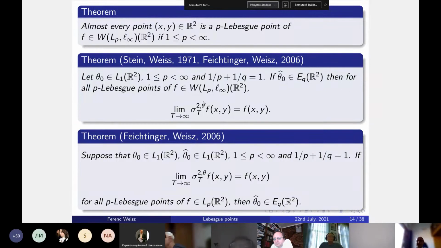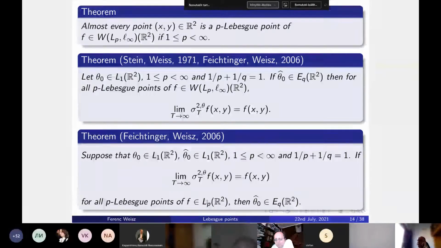The converse of this theorem holds also. More exactly, first we suppose that theta 0 and also the Fourier transform of theta 0 are integrable functions. P is the same as before, greater than or equal to 1, smaller than infinity, and q is again the dual index to p. If we know the convergence for all p-Lebesgue points of f in the LP space, then the Fourier transform of theta is in the Herz space EQ. So you can see that the Herz space is the optimal space in these theorems.